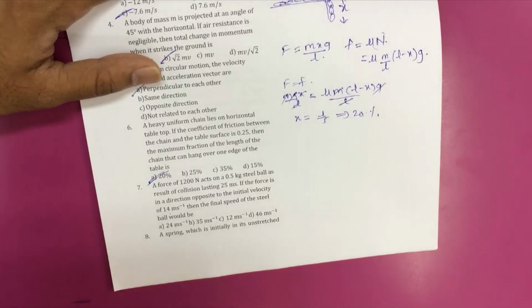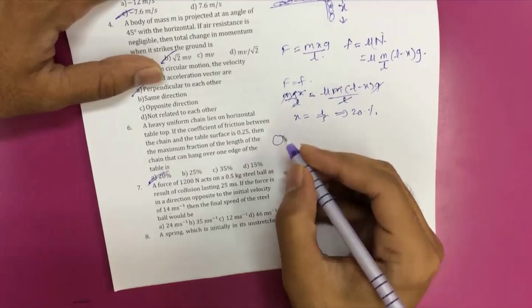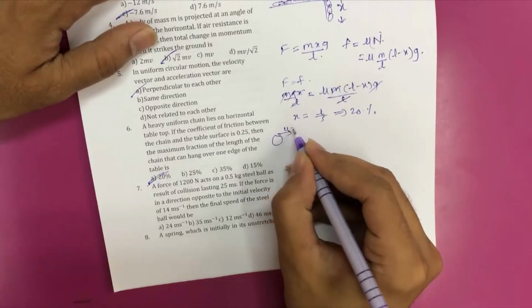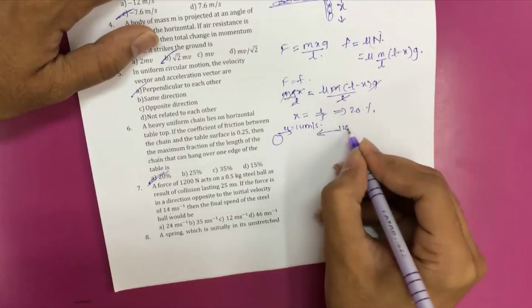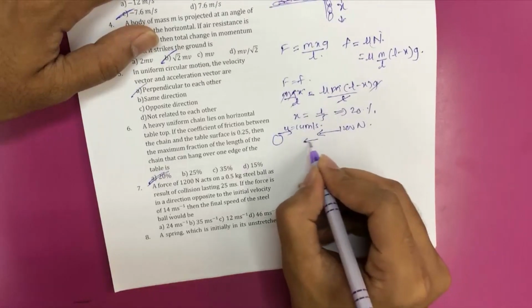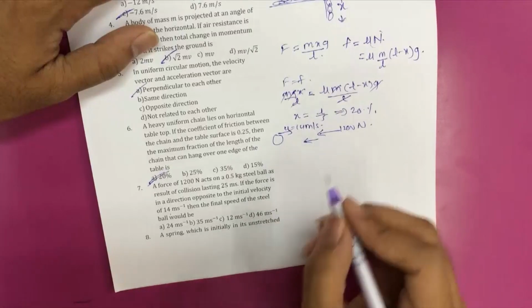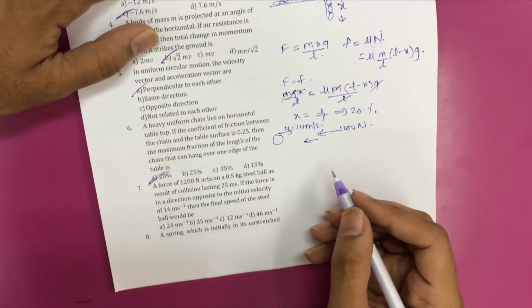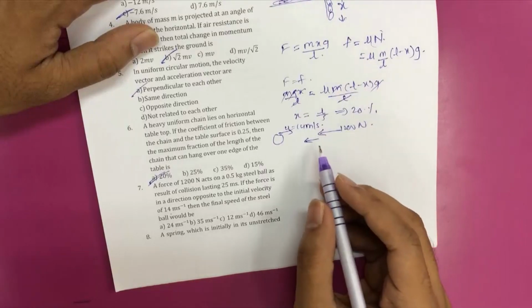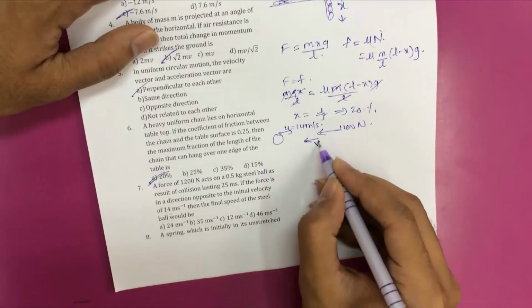Now, using Newton's second law of motion, this is how the ball is moving with u equals 14 meters per second. The force is 1200 Newton. This will be the velocity v that we are supposed to find, the final speed of the ball, that is v.